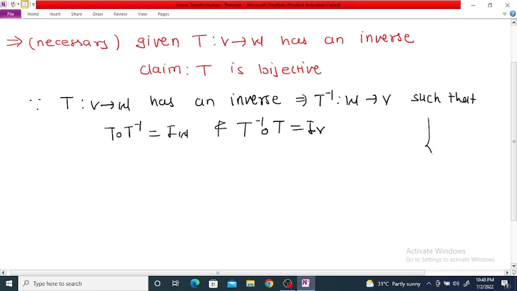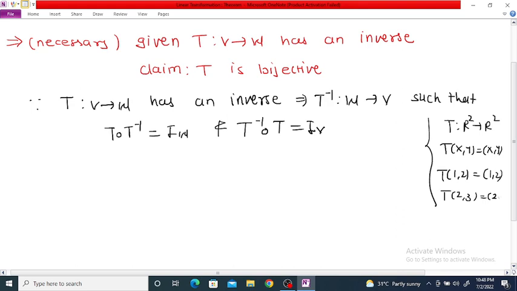Now what is the identity transformation? Suppose we define a mapping T from R squared to R squared such that T of (x, y) equals (x, y), then each element maps to itself. For example, T of (1, 2) is equal to (1, 2), T of (2, 3) is equal to (2, 3), and therefore this is called the identity transformation. So if the given transformation has an inverse, then T of T inverse is the identity transformation from W to W, and T inverse of T is the identity transformation from V to V.